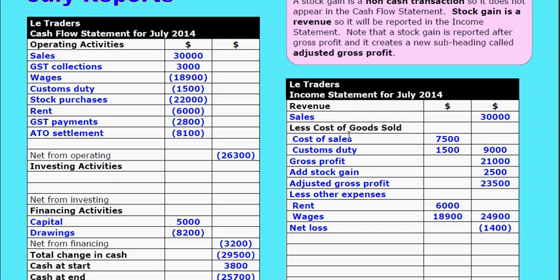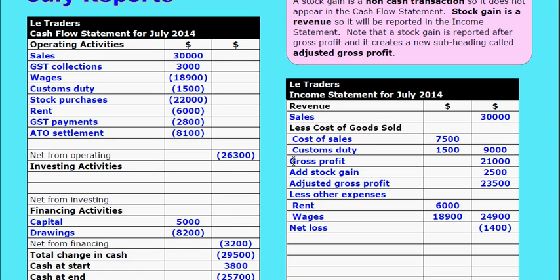How do you report it? In the reports, it does not appear in the cash flow statement. It is a non-cash transaction. No cash has come in, no cash has gone out, so it does not go into the cash flow statement. However, stock gain is classified as a revenue item, so it does go into the income statement.